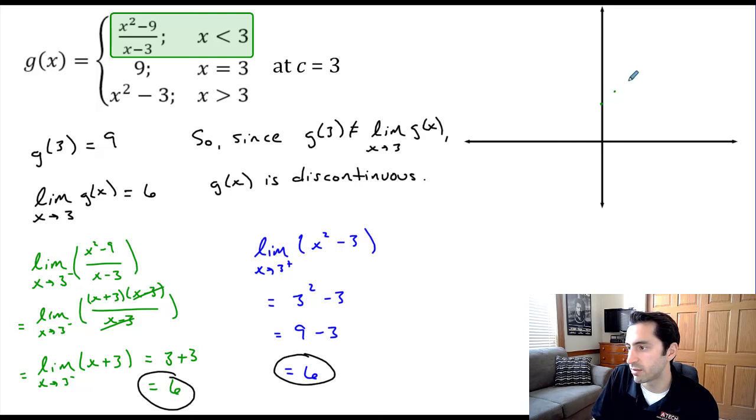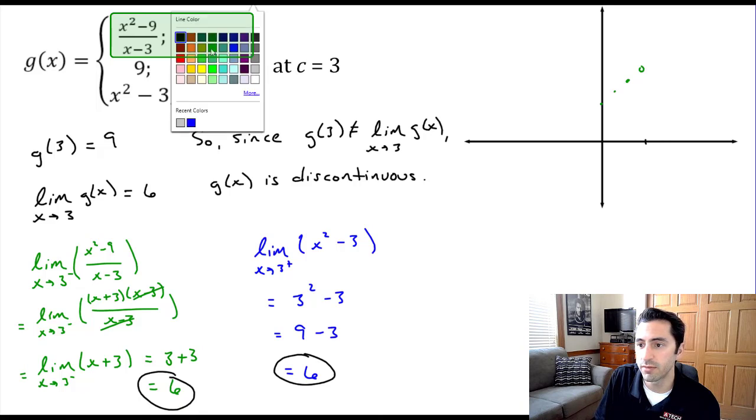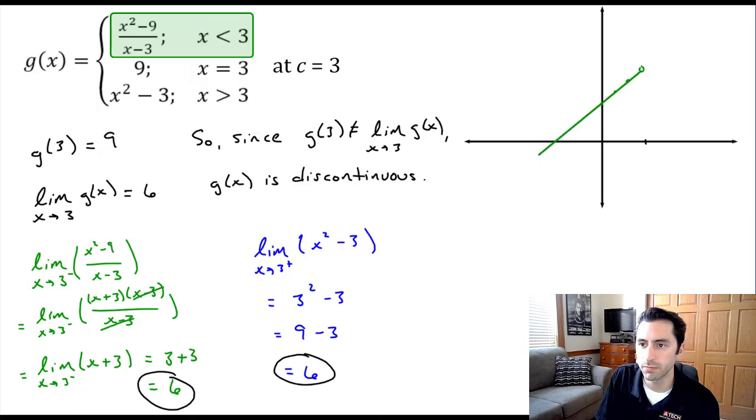Now once I get to 3, so at this value of 3, this graph will have a hole there, not only because that's where our switch is happening, but because that x minus 3 simplified. So this would have a hole no matter what. So let me connect those with a line. Okay, so that takes care of the first piece.